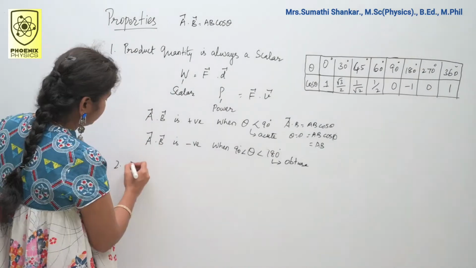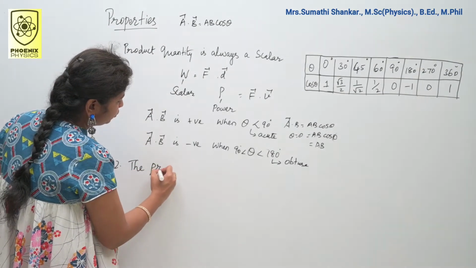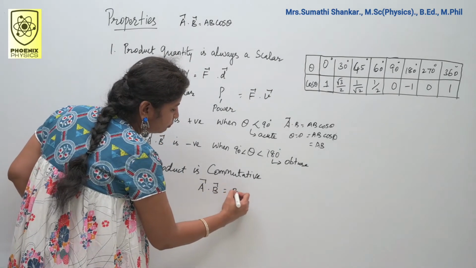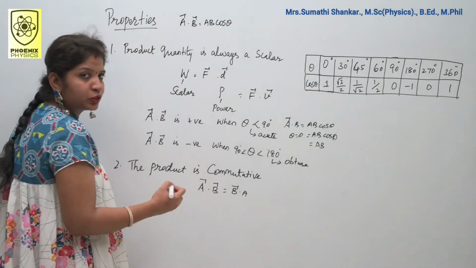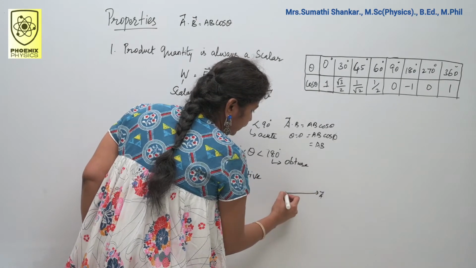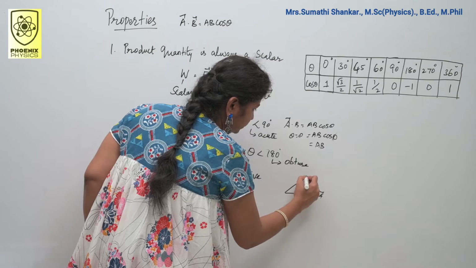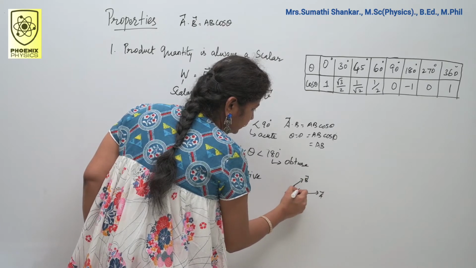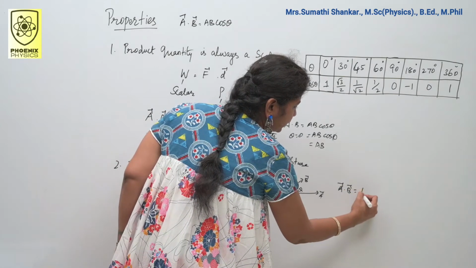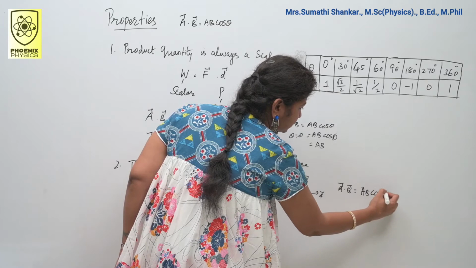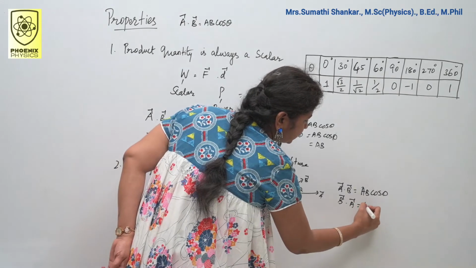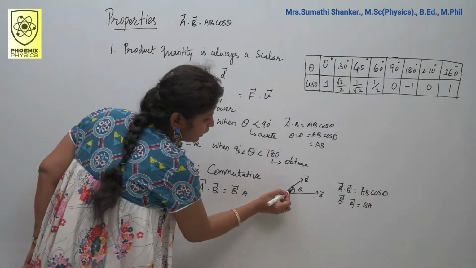Second property, the product is commutative. What is the meaning? A dot B is equal to B dot A. I will explain in the geometrical manner. This is my A vector and this is my B vector. It makes an angle theta. So how do you write A dot B? A dot B is equal to AB cos theta. Now you write B dot A. How do you write B dot A? BA, that is B dot A.